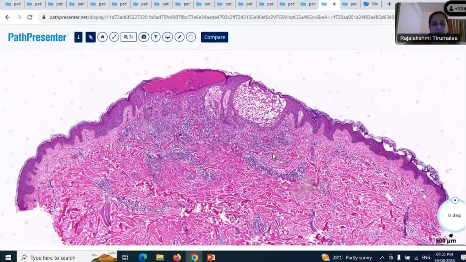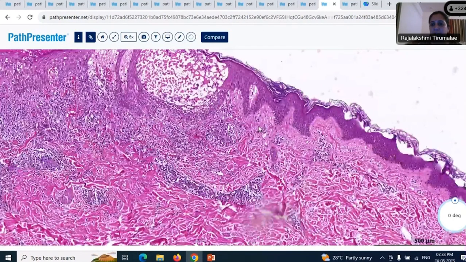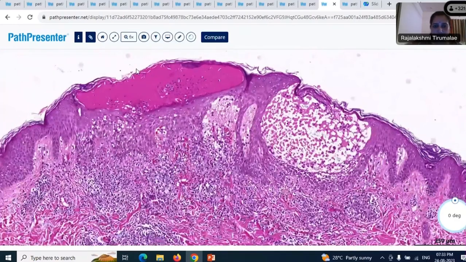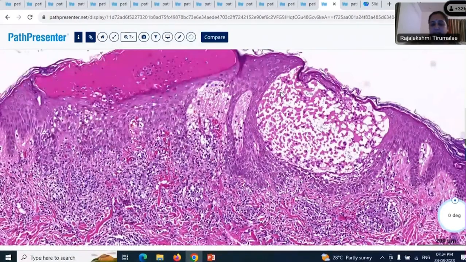And if you look at the epidermis, these changes are very focal. Whatever is happening is very focal. If you look at the sides, the stratum corneum is normal, and even the rest of the epidermis is normal. So there is something here which is very focal. And as you rightly said, there is an intraepidermal vesicle formation.